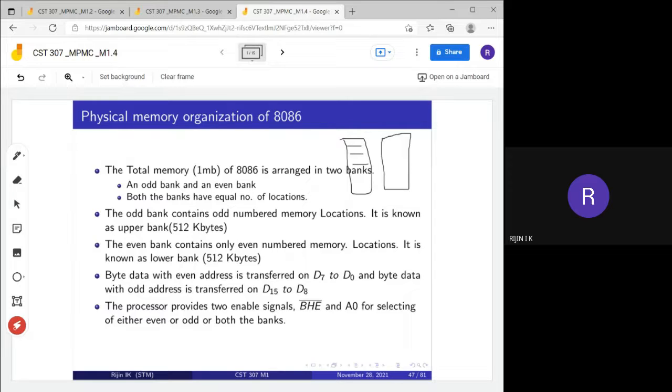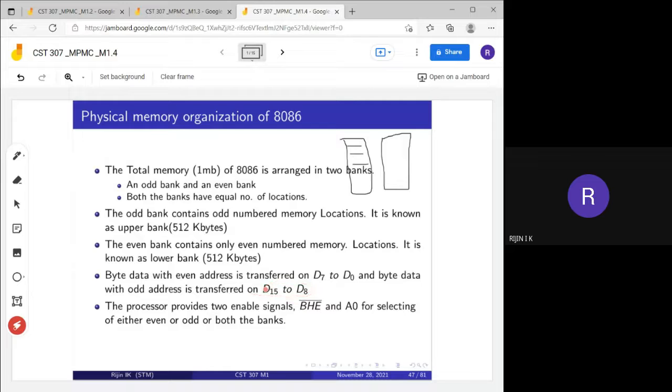Even numbered means if it begins at 00000, the next address will be 00002, like that. So that is the even numbered memory location, and similarly for the odd numbered memory location. Okay, and byte data with an even address is transferred on D0 to D7, that is our lower order byte. And byte data with an odd address is transferred on D8 to D15.